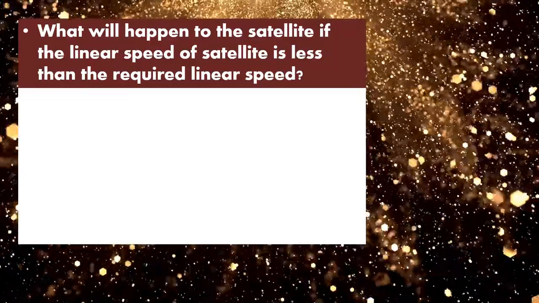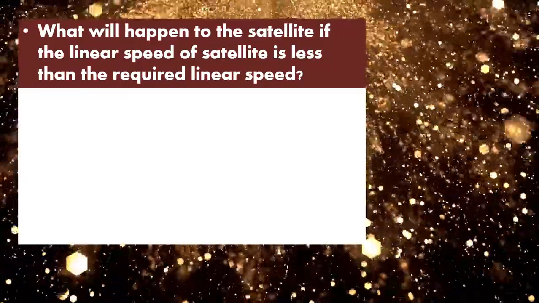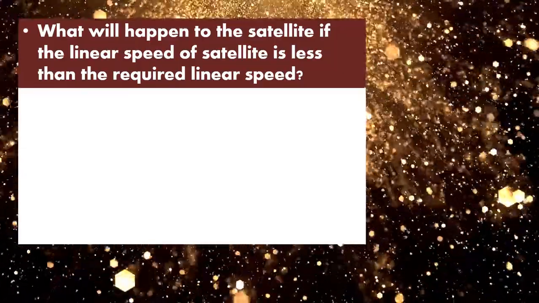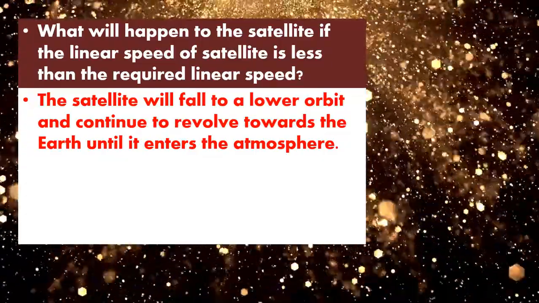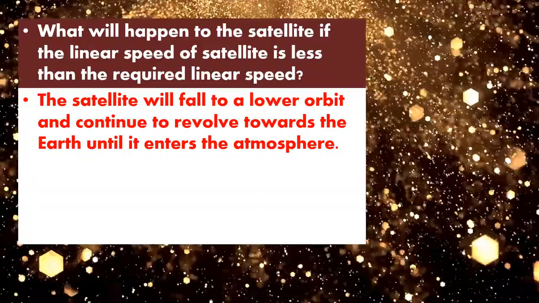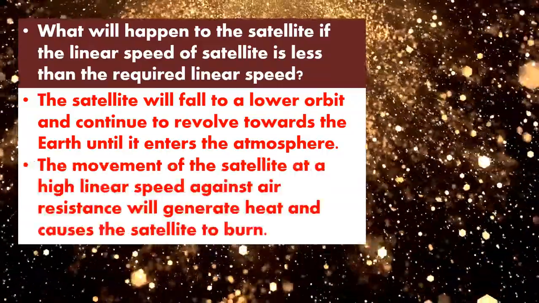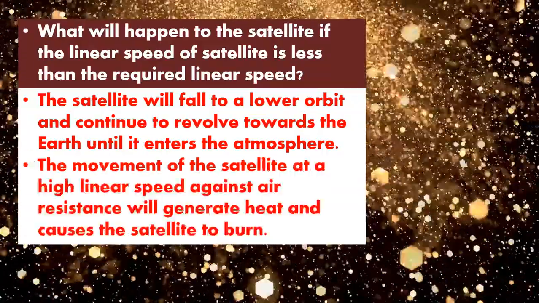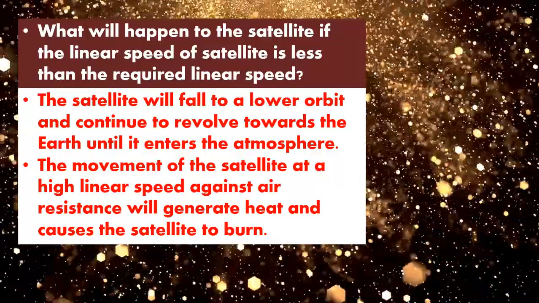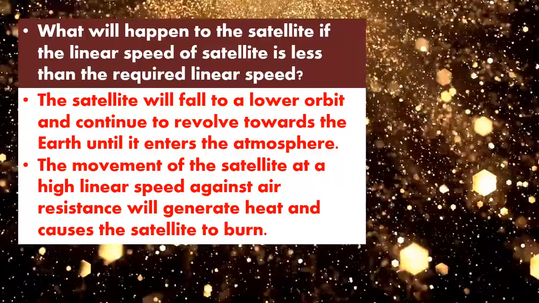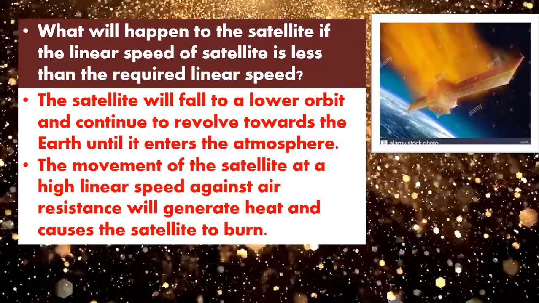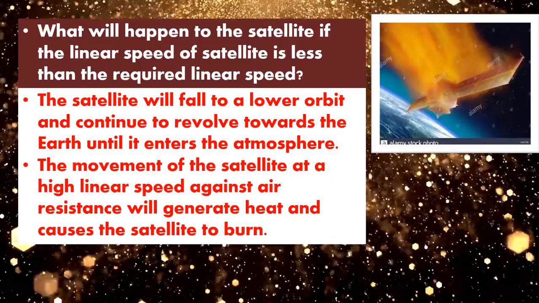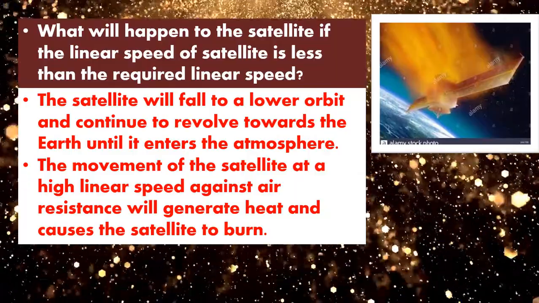So what will happen to the satellite if the linear speed of the satellite is less than the required linear speed? The satellite will fall to a lower orbit and continue to revolve towards the Earth until it enters the atmosphere. The movement of the satellite at a higher linear speed against air resistance will generate heat and cause the satellite to burn. So it is dangerous for the satellite, and it will burn because of the heat generated.